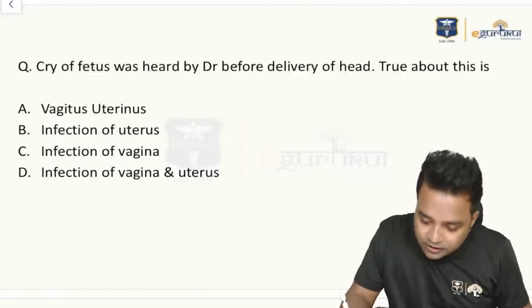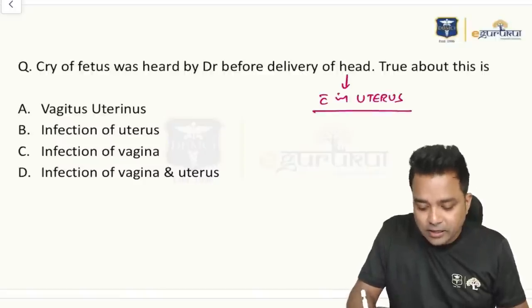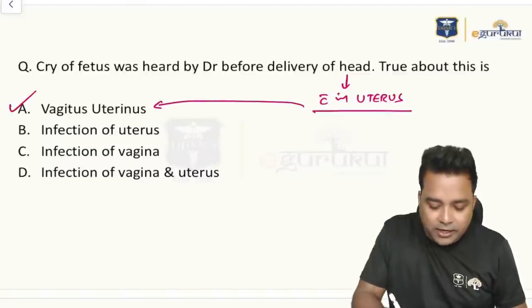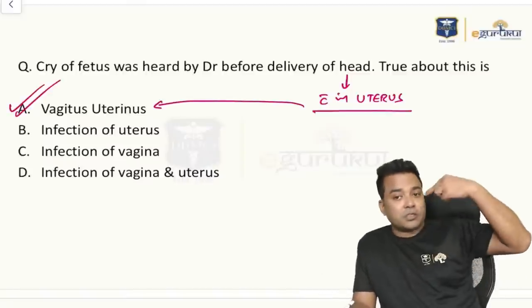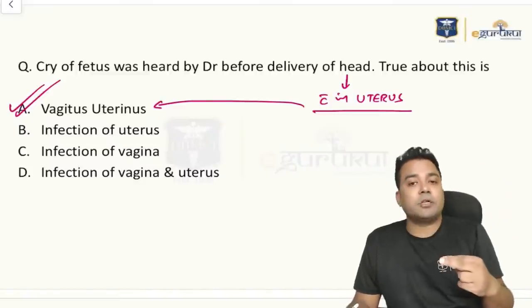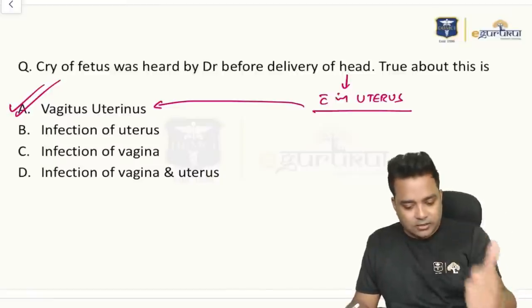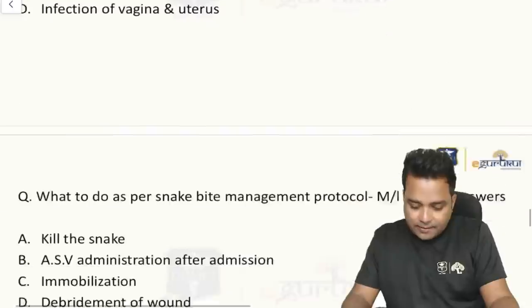Before delivery of the head. So if the head is within the uterus, sometimes the cry can be heard from the uterine cavity after rupture of membranes. And this is what is called vagitus uterinus. If the head was passing through the vaginal cavity area after rupture of membranes, and then the cry was heard by the doctor, that is called vagitus vaginalis. So here the correct answer was vagitus uterinus.